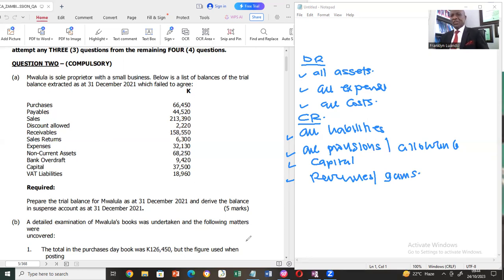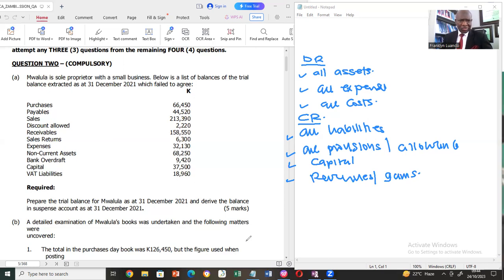So that's how you prepare the trial balance, where the examiner gives you a list of the balances and requires you to prepare the trial balance. So we have addressed that. So in this question, we have a list of the balances here.